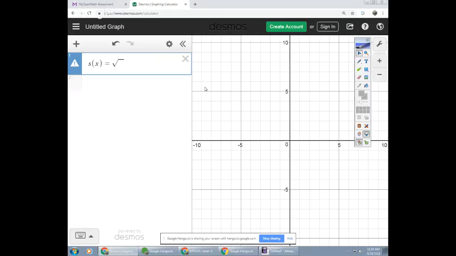Okay, so we want x, and then I have to arrow outside of the root to get the plus 5. If I forget to do that, I'm going to get the totally wrong function, right? If I accidentally put the plus 5 inside, that's the wrong guy. Plus 5. Okay, so there's my function.